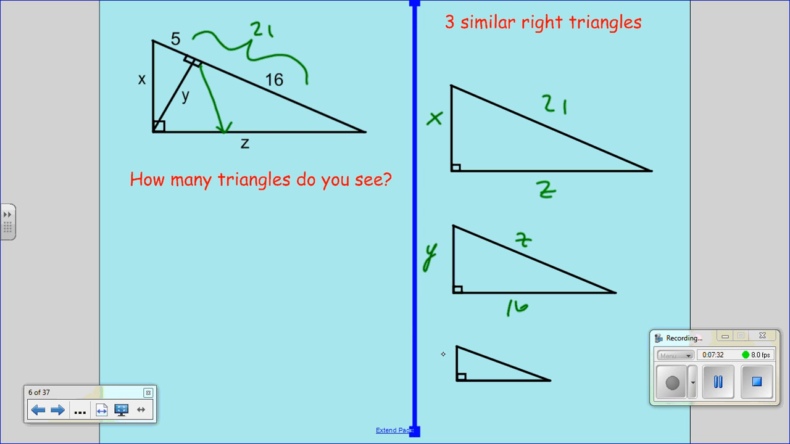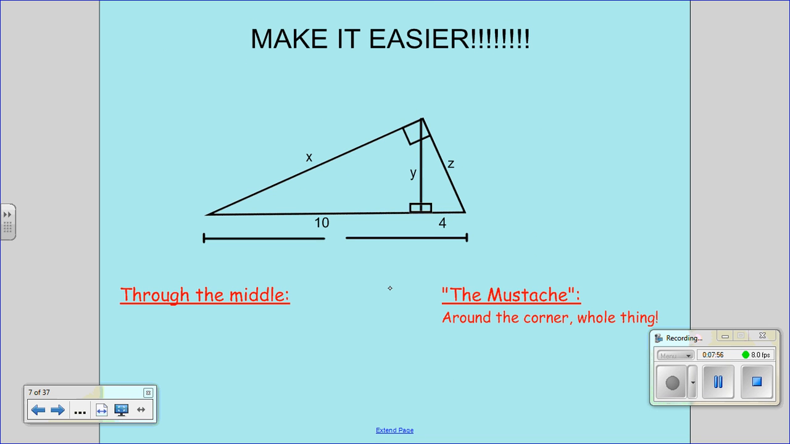And then on the smallest triangle, the shortest side is 5, the medium side is y, and the longest side is x. So sometimes when you have a scenario like this, it's helpful to separate all the triangles and then set up proportions like we used on our last test. But you can keep the triangle intact and use other proportional setups, and we call these through the middle or the mustache. And I'm about to demonstrate how each one of them works.